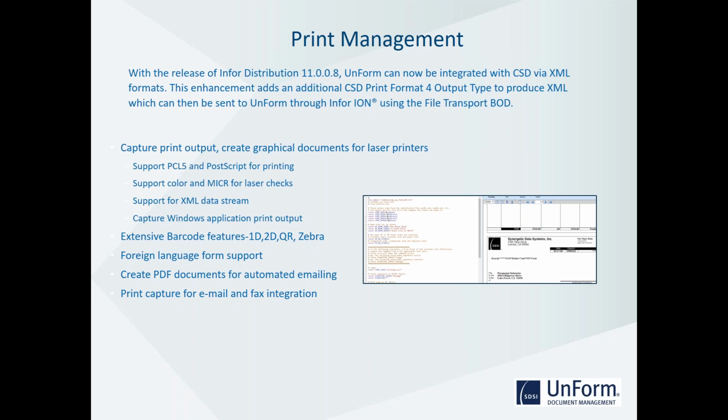And again, it's all secure and under your control, so you don't have to worry about someone getting a hold of your data. Right now, UnForm has the acknowledgement, the pick ticket, the warehouse transfer, invoice, the accounts payable check, and the AR statements in the XML format. And as they continue to add different documents, we'll update the rule files to be able to handle those new documents as they come out.